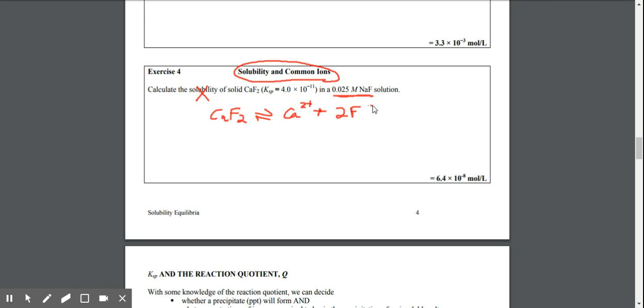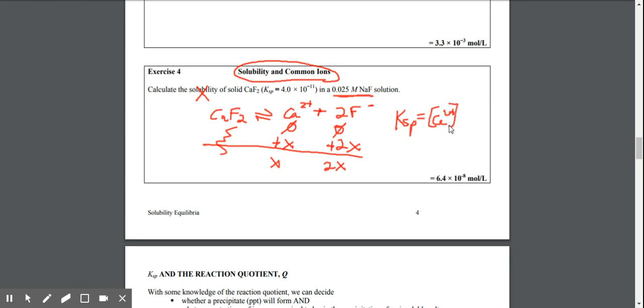And then let's go ahead and finish out my RICE chart. So 0, 0, plus X, plus 2X, and then we get X and 2X here. Let's also go ahead and write my KSP expression. So KSP is equal to Ca2 plus times F minus squared. So we have all that set. This is exactly what we've been doing before, okay?